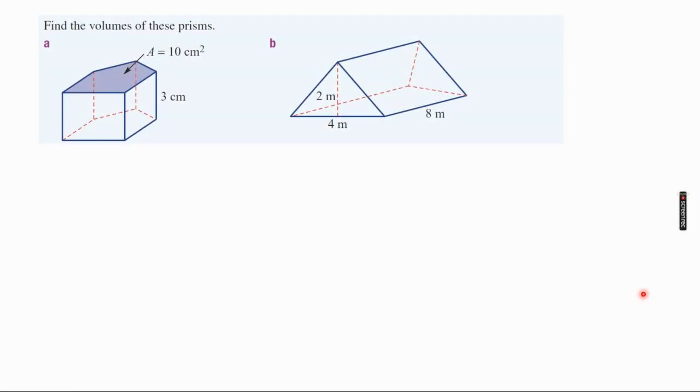We are now going to look at finding the volumes of these two prisms. One in which we are told the area of the cross-section, and the second in which we will have to find the area of the cross-section first before we multiply it by the height.